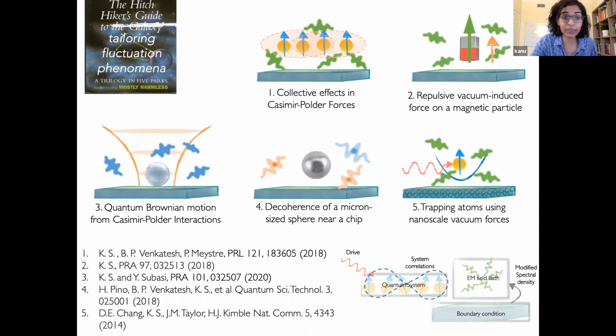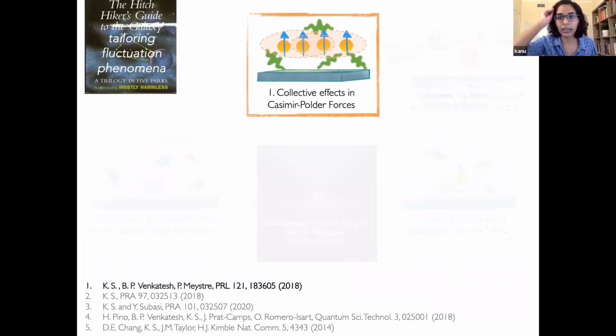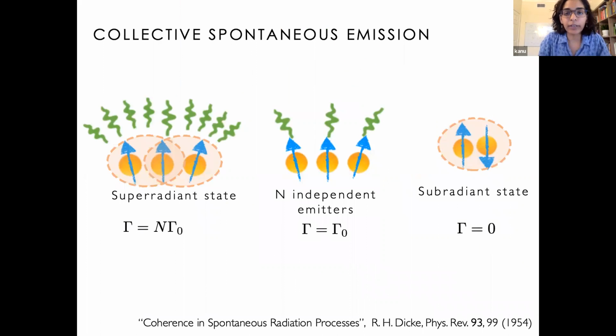For the purposes of now, I would like to focus on one specific example, which is this idea of using collective effects to modify Casimir-Polder forces. Like I mentioned before, collective effects have been known for some time, and the general idea is the following: let's say we have n atoms that are each independently radiating with a rate gamma 0. We can prepare these atoms in a super- or sub-radiant state, such that the emission can be either enhanced as a result of constructive interference or suppressed as a result of destructive interference.